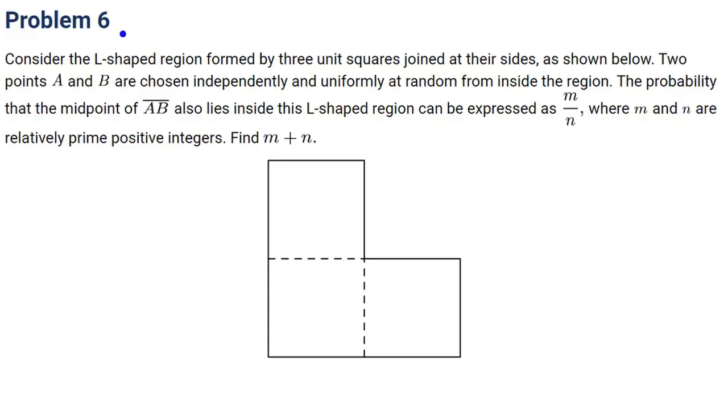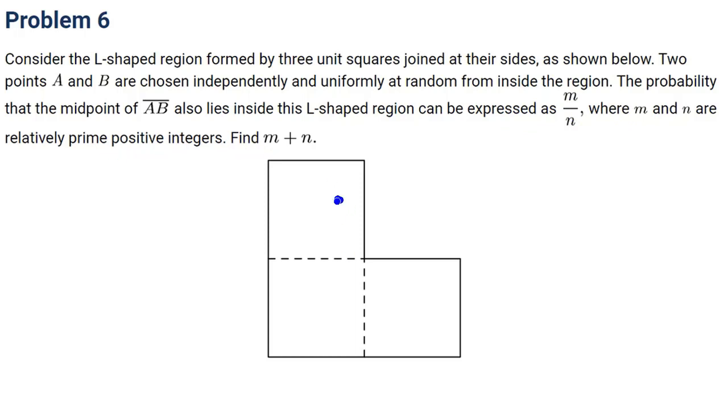Okay, problem number 6, AIME II 2023. Consider the L-shaped region formed by 3 unit squares joined at their sides, as shown below. Two points A and B are chosen independently and uniformly at random from inside the region. The probability that the midpoint of AB also lies inside this L-shaped region can be expressed as m over n, where m and n are relatively prime positive integers.